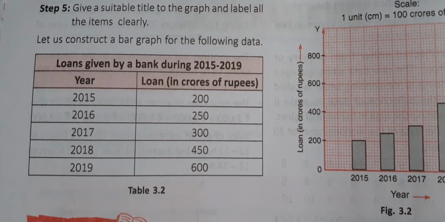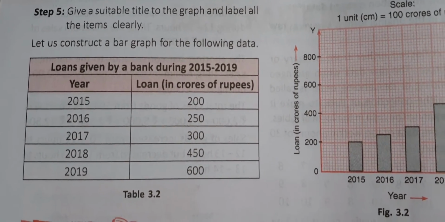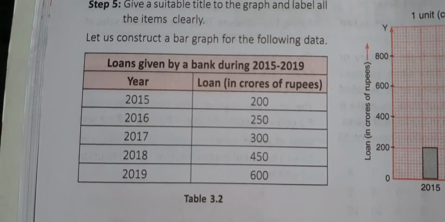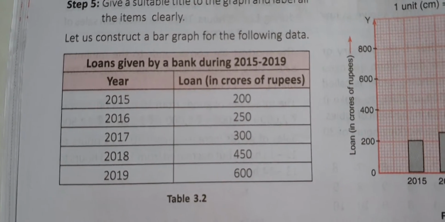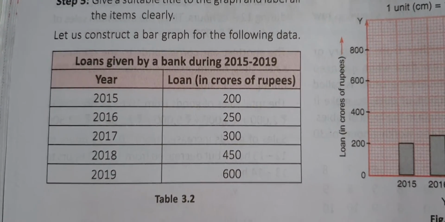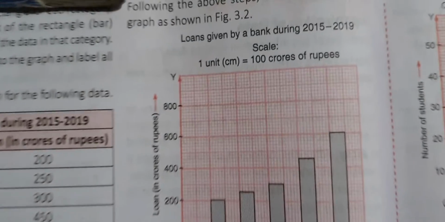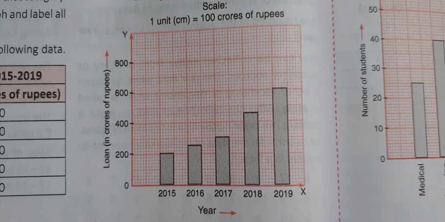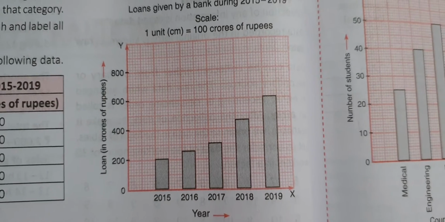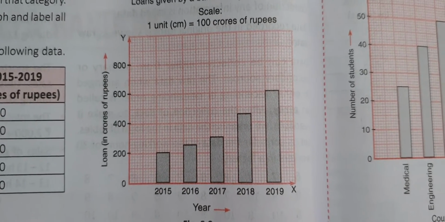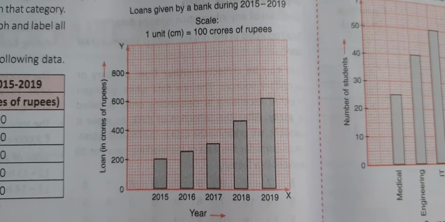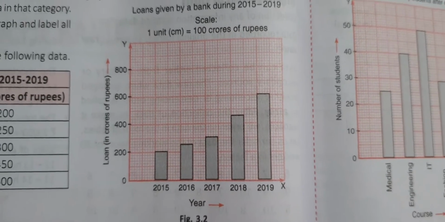Now, how to represent this data? When this type of data is given, we can represent it by a bar graph. So what is a bar graph? When we represent data in the form of bars, meaning rectangular boxes, those rectangular boxes are known as bars, and this formation is known as a bar graph. Now, how to draw a bar graph?